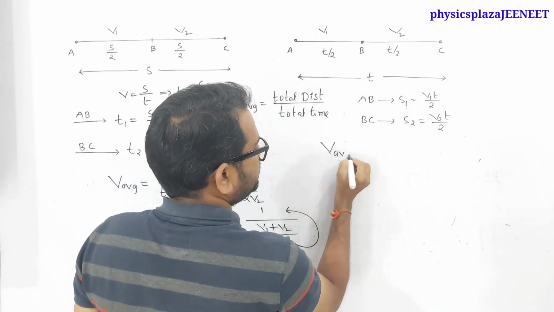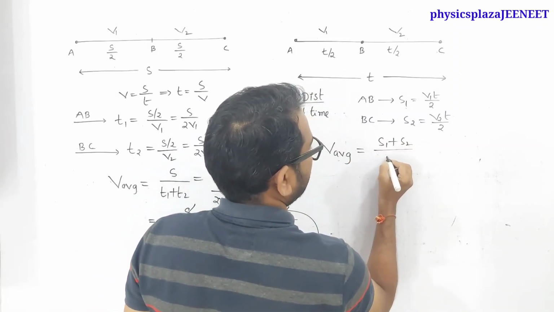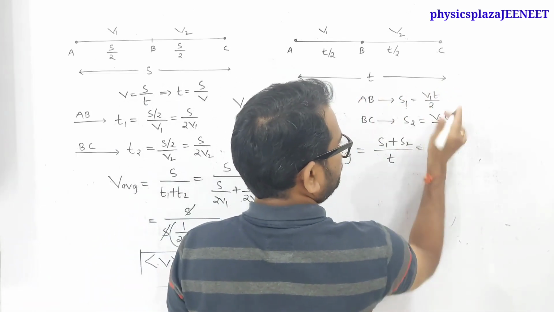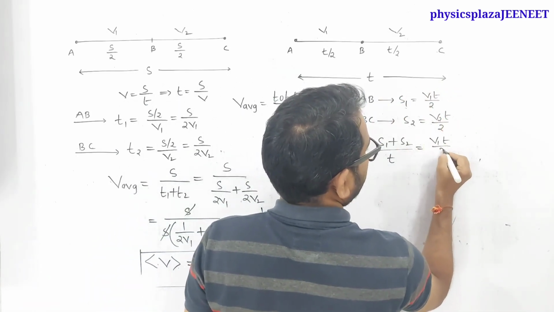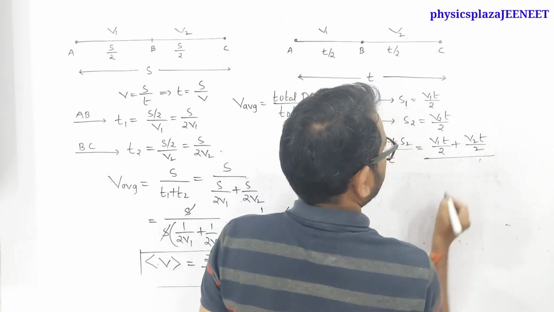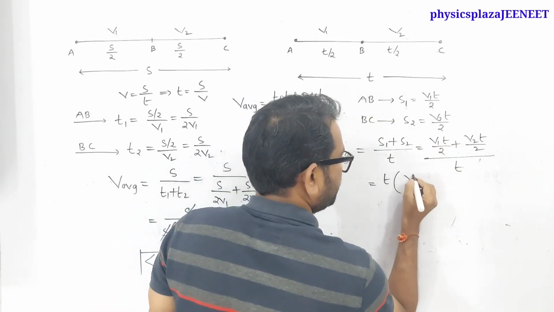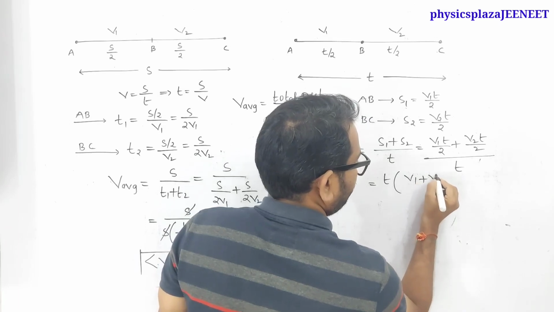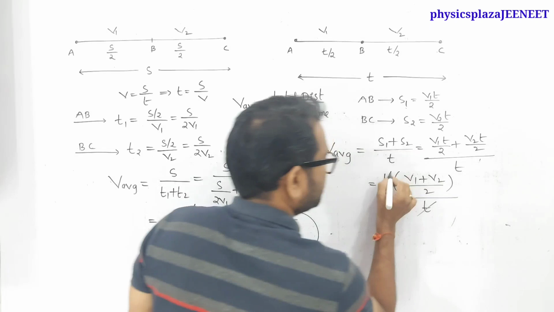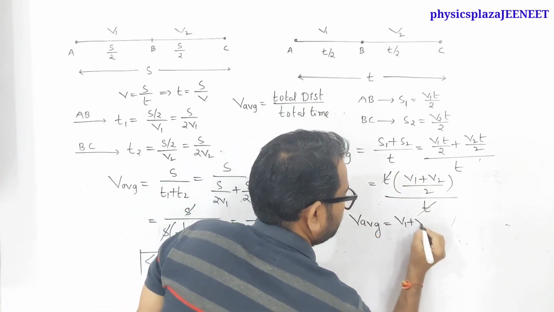Now let us calculate the average speed. V average is equal to total distance, S1 plus S2, by total time taken. Total time taken is T only, right? So substituting S1 and S2, (V1T by 2 plus V2T by 2) by T. In the numerator you can take T as common, so this will be (V1 plus V2) by 2, divided by T. T gets cancelled. So V average is equal to (V1 plus V2) by 2.